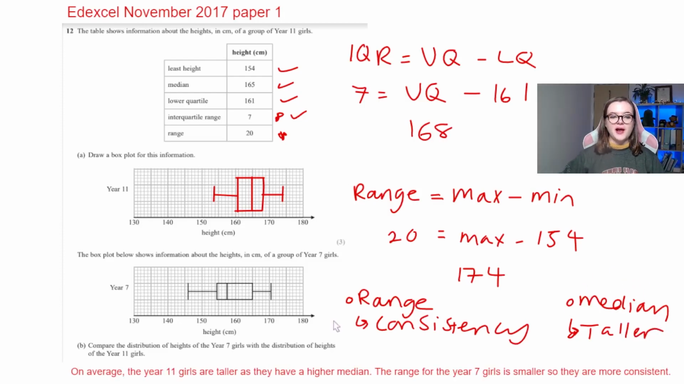Okay, so this is what I would put. I would put on average, the Year 11 girls are taller as they have a higher median, because the Year 11s have a median of 165, whereas the Year 7s have a median of about 157. So they have a higher median, so they're going to be taller. And then the range for the Year 7 girls is smaller, so they are more consistent, because the range of these guys is going to be 170 take away 146, which is 24... which is 19. And the range for the Year 11s is 20, so therefore Year 7 girls have a smaller range, therefore they are more consistent. And that is that. And there we have it.